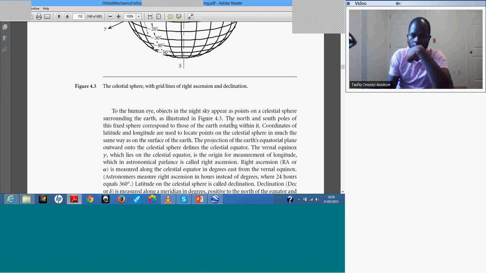So the north and south poles of the fixed sphere correspond to those of the Earth rotating within it. The Earth's equatorial plane out on the celestial sphere defines the celestial equator. Just like I said before, the celestial equatorial plane coincides with the Earth's equatorial plane.